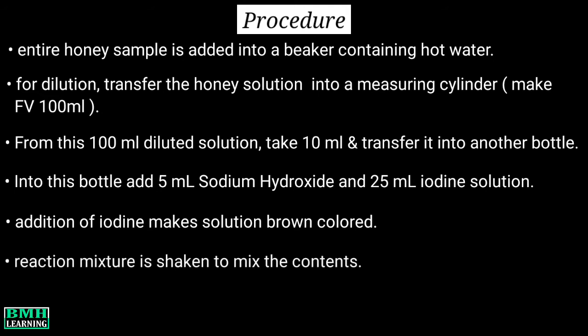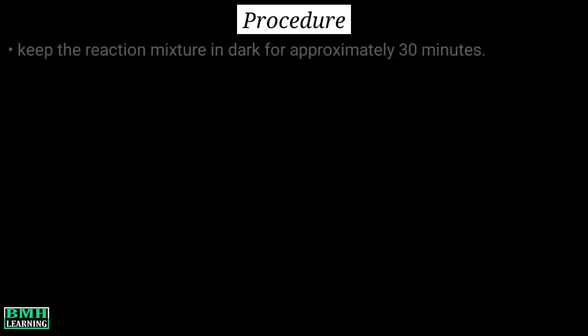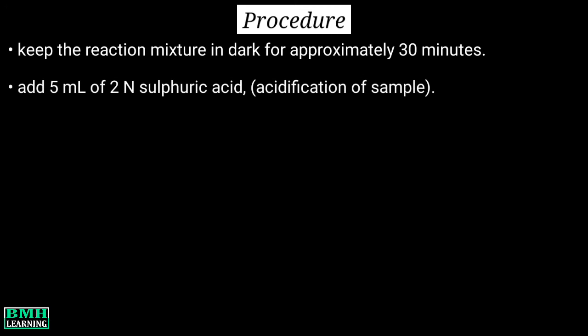Now, the reaction mixture is shaken to mix the contents. A plug or a lid is placed at the mouth of the bottle. This lid is actually moistened with 5% potassium iodide solution. Then, keep the reaction mixture in the dark for approximately 30 minutes. Once the 30-minute period is over, add 5 ml of 2-normal sulfuric acid. So that means we are acidifying our sample.